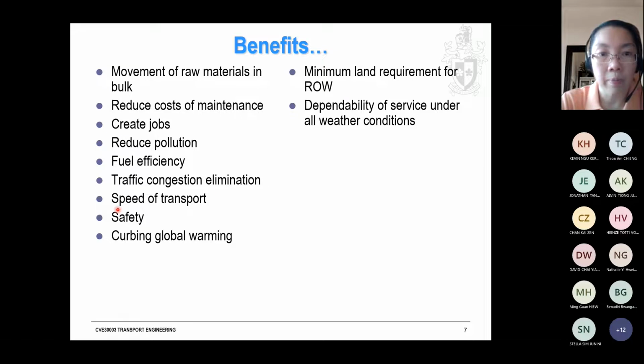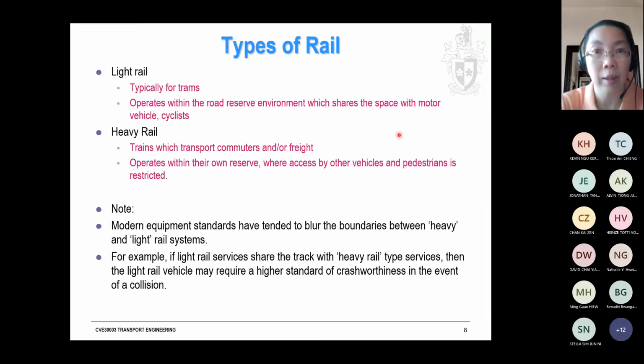Speed of transport, it could be quite speedy because it has its own track. Safety, we've seen that just now. Curbing global warming, and then minimum land requirement for right of way. And then dependability of service under all weather conditions. So those are among the benefits that we could think of, right?